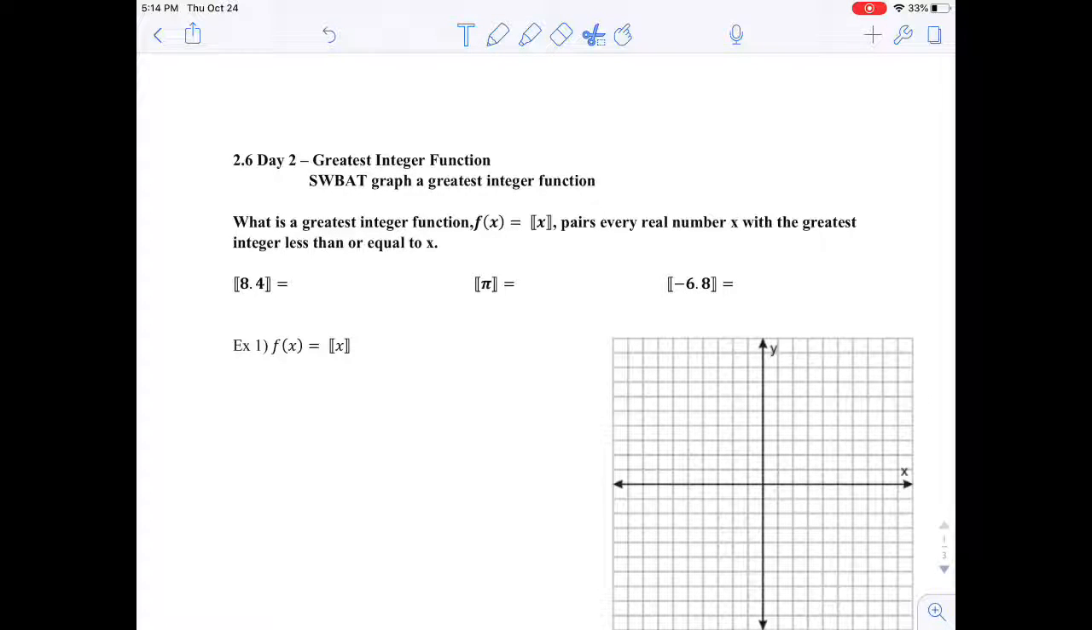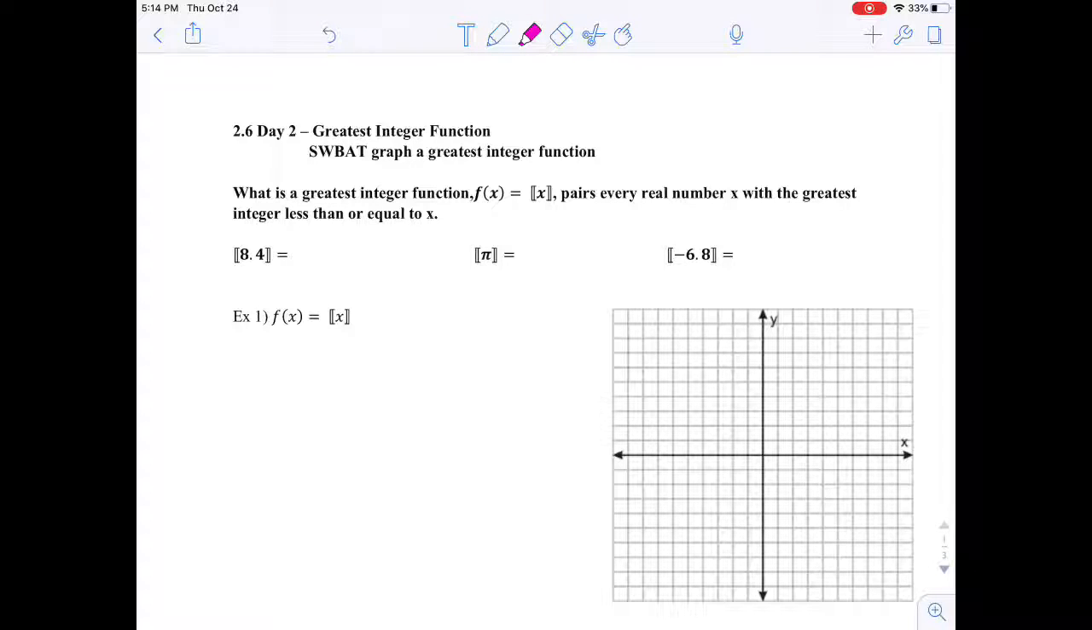Okay, so today we're going to talk about the greatest integer function. The greatest integer function is denoted by the double brackets there. And what it does is it pairs every real number x with the greatest integer less than or equal to x. So if I look at this first example, 8.4, the greatest integer less than or equal to x would just be 8.